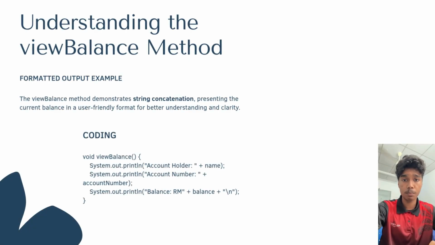Moreover, I want to talk about view balance. The view balance method is simple but important. It uses string concatenation to neatly format and display the account details to the user. Clear output like this is crucial for a good user experience.